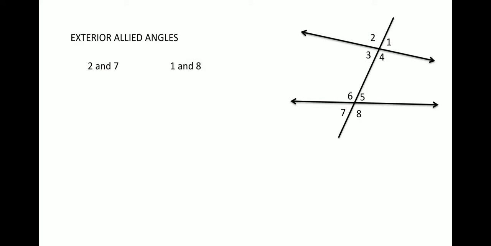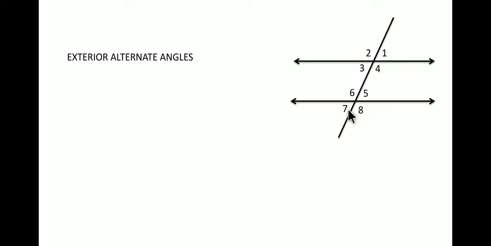Now, if the same condition prevails, if the transversal passes through the given pair of parallel lines, then again there will be angles formed. Again there will be 8 angles formed, 1, 2, 3, 4, 5, 6, 7, 8. But in this case, the same types of angles will behave slightly differently. The exterior alternate angles means 1 and 7, 2 and 8. So they are the exterior alternate angles.